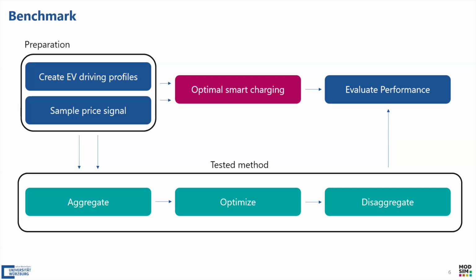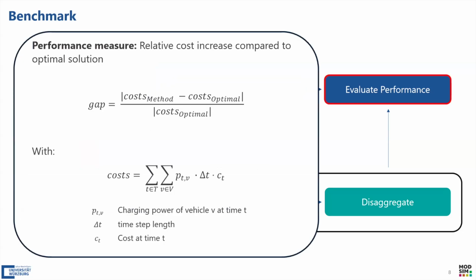So in order to evaluate really the performance of the entire method, you need to also do the disaggregation, because only then you have a surely feasible load. So then we evaluate basically the performance by comparing the optimal to the disaggregate. And we do that just with the gap metric common in optimization, where we basically find out the relative increase in charging cost that we have with the method given as compared to the optimal case.